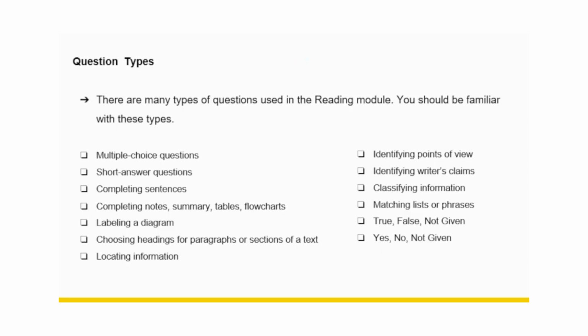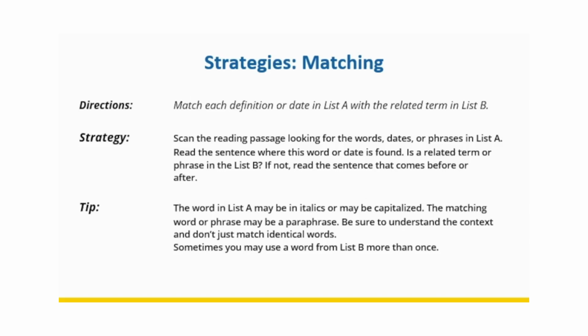Before we start reading about IELTS strategies, we are going to review the question types you are going to have on the reading module. There are many types of questions used in the reading module, and you should be familiar with these types. For example, you'll have multiple choice questions, short answer questions, completing sentences, completing notes, summary, table, flowcharts, and the following list you see on the slide. You need to know how to approach all of them and know how to complete these tasks. However, you are not going to have all of them on your reading test.